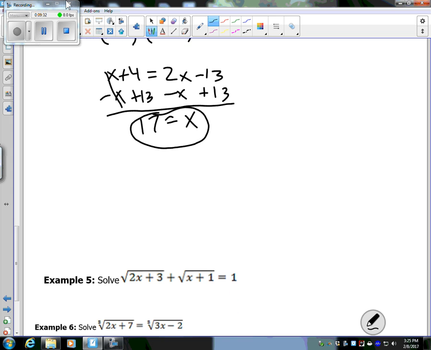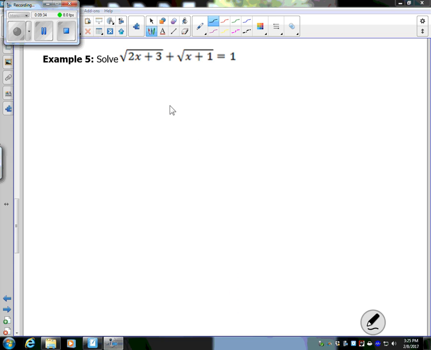Example 5. So this one, it's a fun problem. So you have to square it. It looks similar to the last problem, but we have this pesky 1 over here, so it's not going to be as easy as the last problem. But we need to isolate a single radical. It does not matter which one you isolate. I'm going to isolate the square root of 2x plus 3.